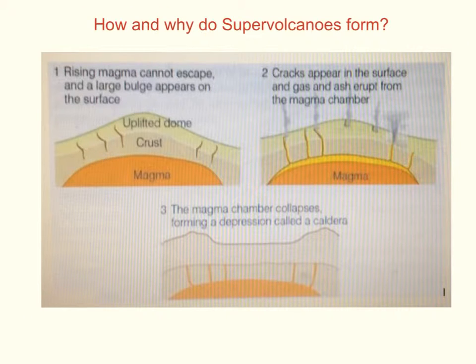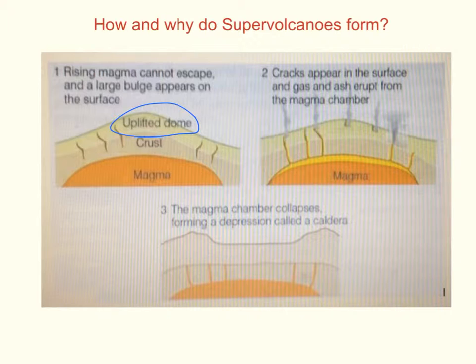So how and why do supervolcanoes form? Here I've got 3 diagrams showing you the sequence involved in their formation. Number 1 shows the rising magma from the mantle cannot escape, and this causes a large bulge to appear on the surface. And we can see that the crust is being uplifted because of this magma intruding and pushing up into the crust.